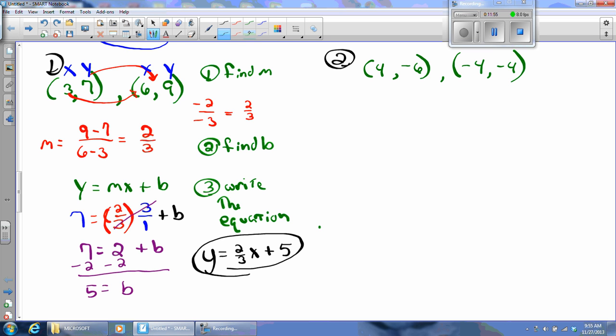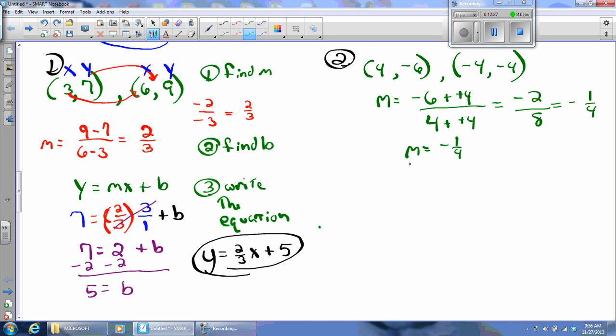All right, so step 1 is find m. So m, let's see, I'm going to do -6 minus -4. Change those to positive. Minus the negative, same as plus the positive. My numerator becomes -2. Then I'm going to have 4 minus -4. Those two will change, causing an 8, simplifying to -1/4. All right, so that's m. M equals -1/4.